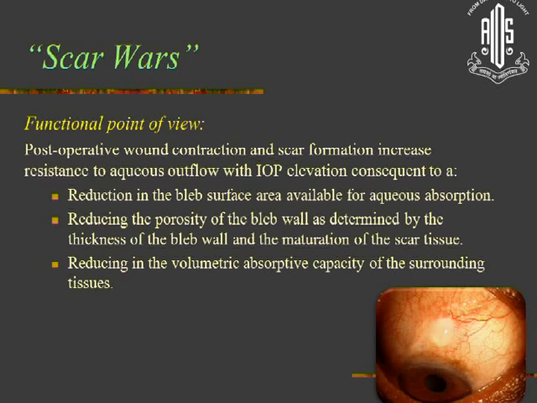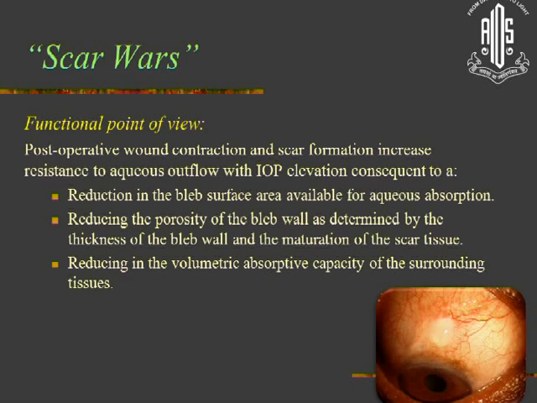It's actually a scar ward. So from a functional point of view, if we see post-operative wound contraction and scar formation, they increase the resistance to aqueous outflow, which will eventually lead to elevation of intraocular pressure, and that is consequent to reduction in the bleb surface area, which is available for the aqueous absorption. So if we look at the bleb, which is there in the picture, there is very minimal area which is there for the absorption of the aqueous.